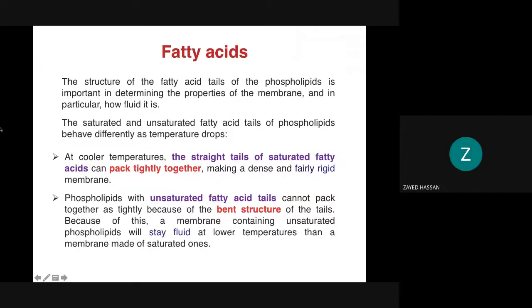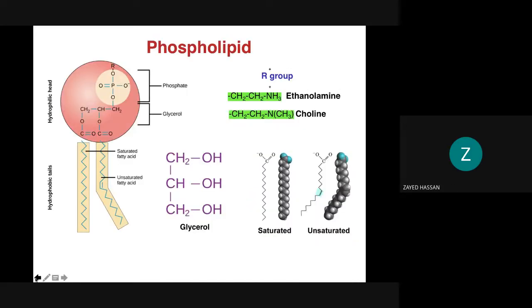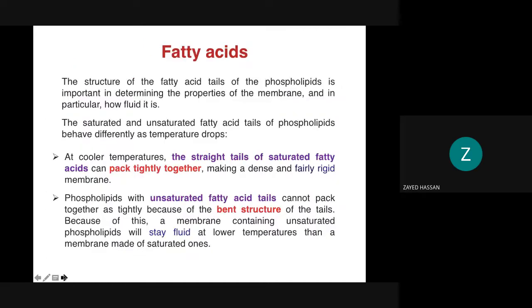Sir, I had one question regarding the R groups. Sure. Sir, are the R groups acting as globular protein over here or something? No, these are actually lipids as well. Okay, sir. Okay, so what is the role of this fatty acid?